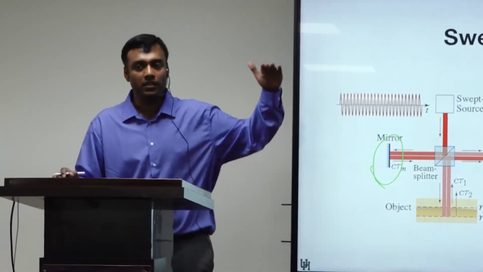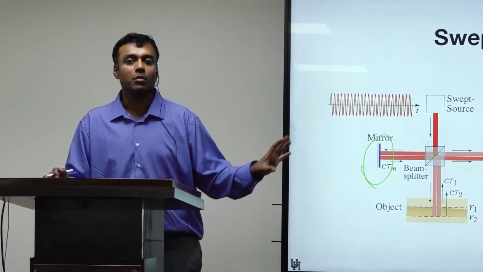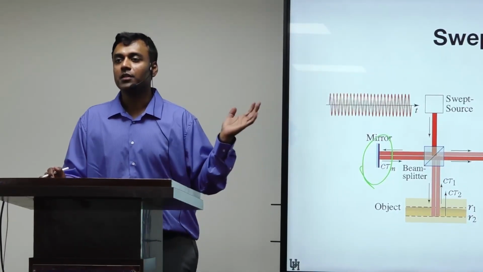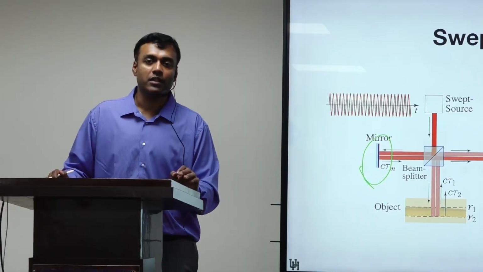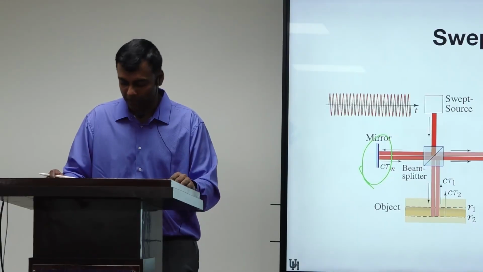The time domain version, the first one which was invented in the 1990s, is not as commonly used today because it's slower. So the faster versions are the ones which are actually used in all the new instruments which are made today.